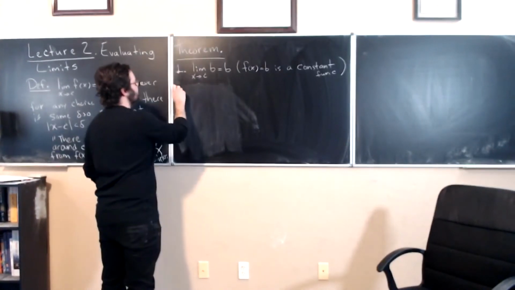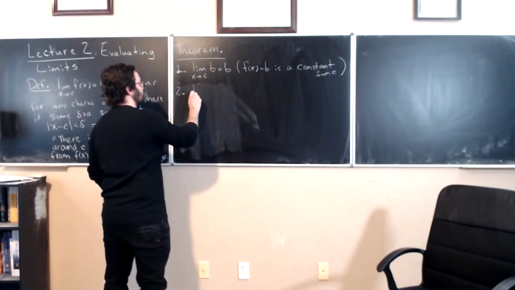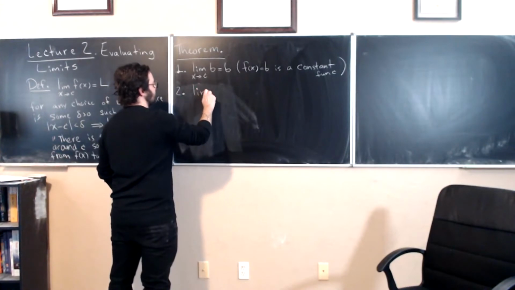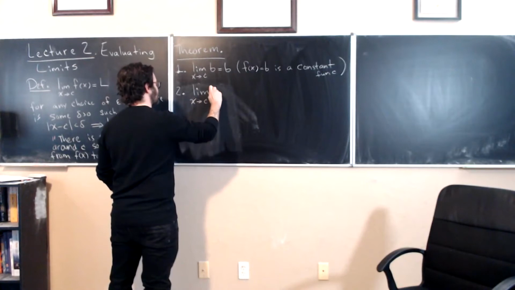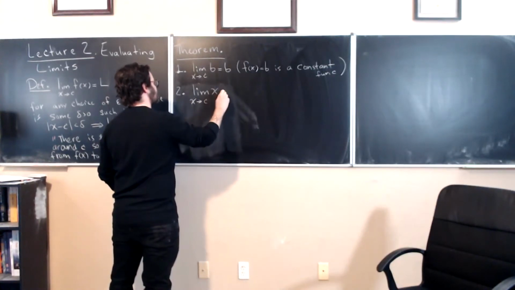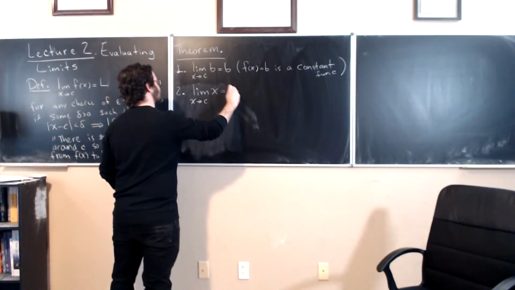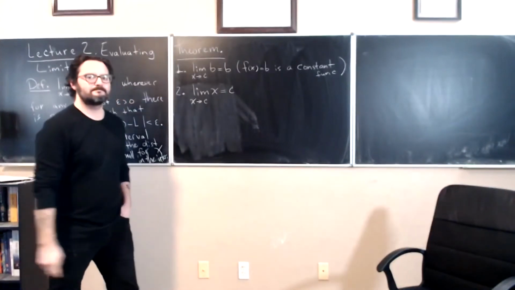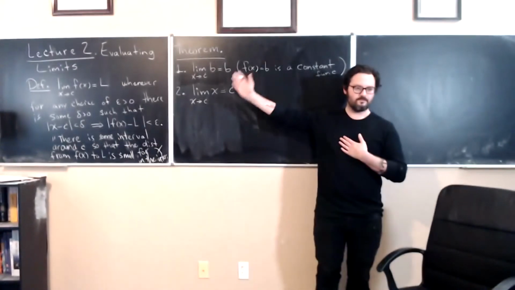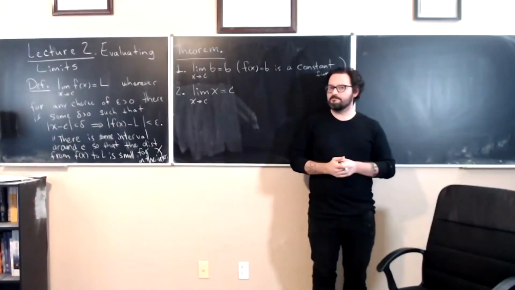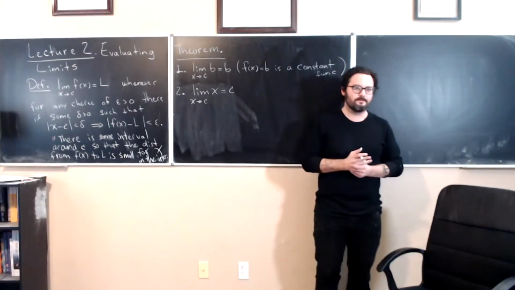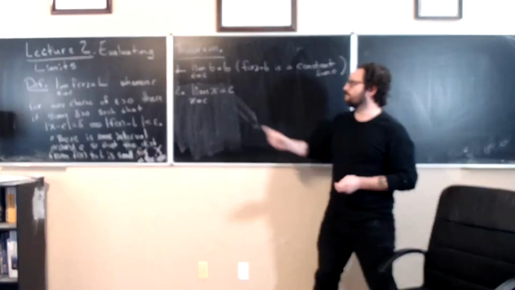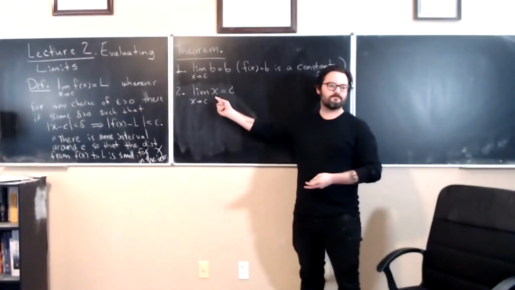Part 2. The limit as x approaches c of x is just equal to c. So again, before we use it, we need to probably reason about it a little bit, right? So hopefully all of you know what that function looks like.